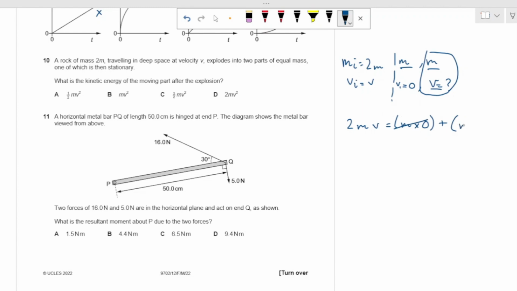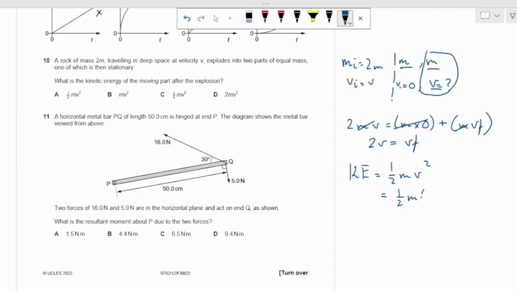But then we have the other mass and we have some velocity with it. I'm going to name it vf because we do not know the velocity. m and m cancel out, so we are left with 2v equals v final, or the velocity of the object which was moving. Now we have to find the kinetic energy of the moving part after the explosion. So what is kinetic energy? Kinetic energy is 1 by 2 mv squared.